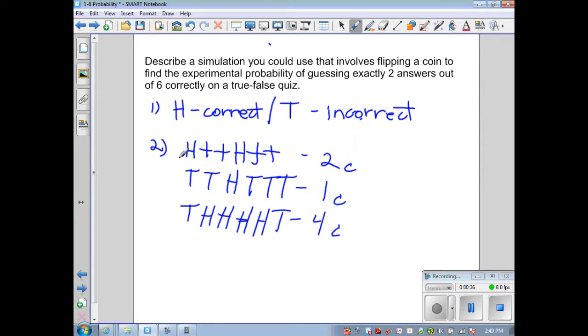So if we flipped the coin in groups of 6, we could end up with heads, tails, tails, heads, tails, tails, which would give me 2 correct solutions. That's what we want exactly. The next one would give me 1 correct solution. This one would give me 4 correct solutions. The only one that presents the event that we want would be the first one. Again, we'd have to run this simulation many, many times to get an accurate probability of selecting 2 correct answers out of 6.